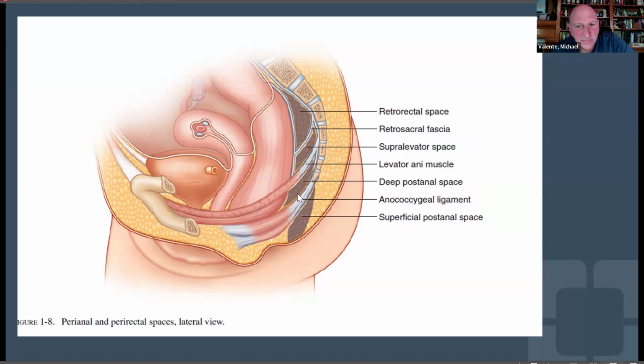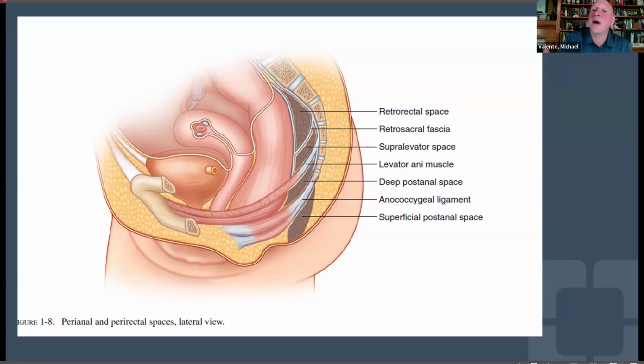But then this deep postanal space is bounded by the anococcygeal ligament and the coccyx, the levator ani anteriorly, and it is an area that is classic for what we call a deep postanal space abscess, which has the opportunity to turn into a horseshoe abscess. This is one of the classic missed areas because it's very deep, especially in a larger individual, where they may have vague symptoms or deep pelvic pain. And sometimes no external findings whatsoever. There's no extension of the abscess because it's stuck inside this anococcygeal ligament.